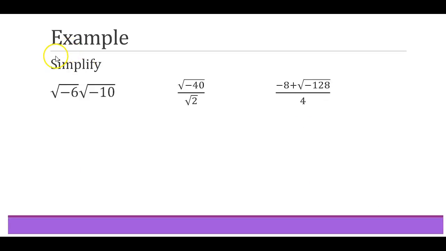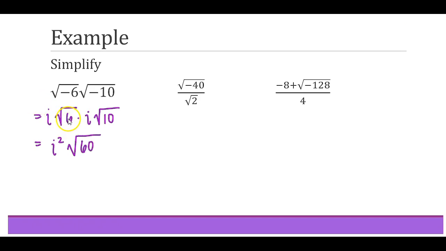Let's go ahead and take a look at a few more examples involving the square root of a negative number. This time we're asked to simplify. So here I have the square root of negative 6 times the square root of negative 10. What I have to do first is remove the imaginary unit from both of these square roots. So in other words, I have i times the square root of 6 times another i and the square root of 10. So what I have is i squared, and now I have the square root of 60.